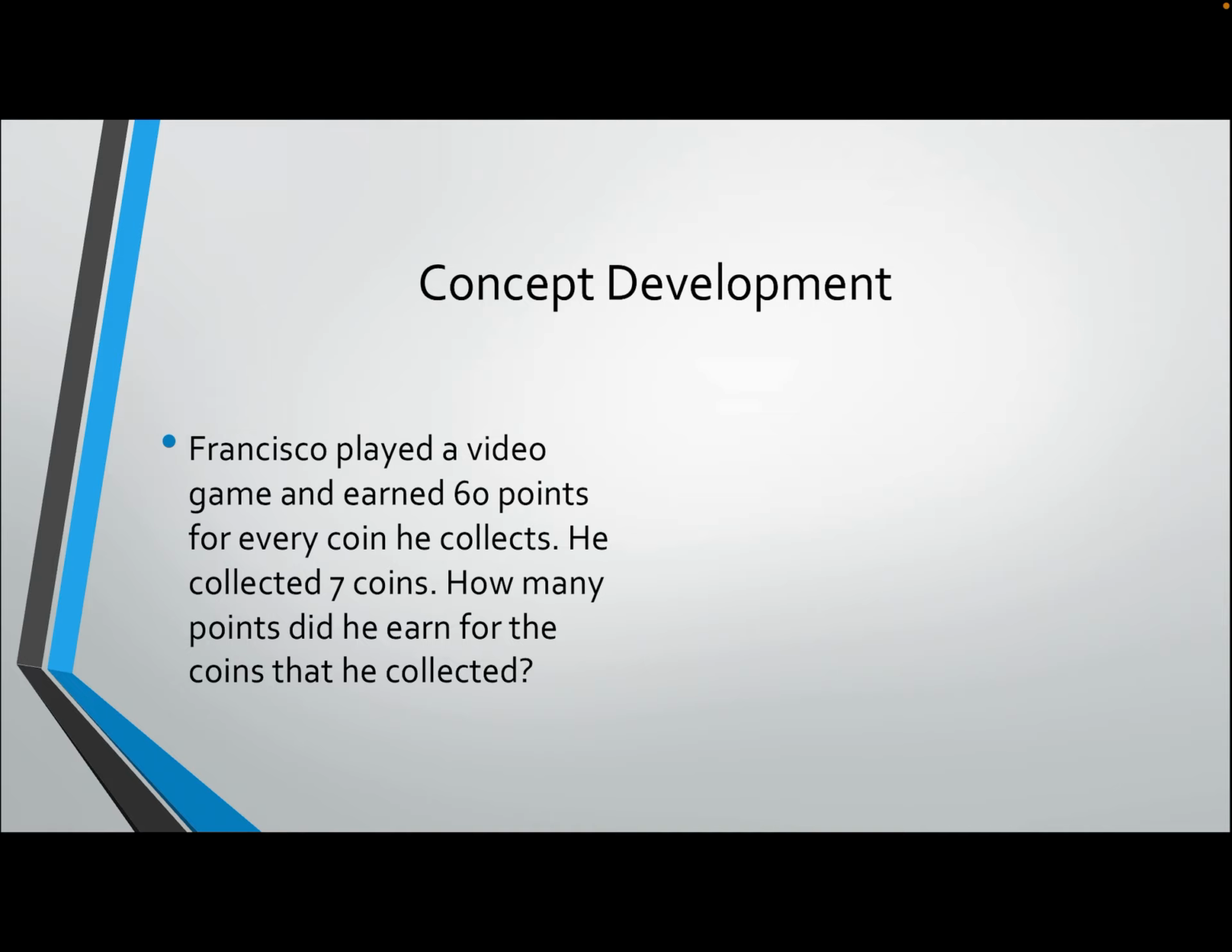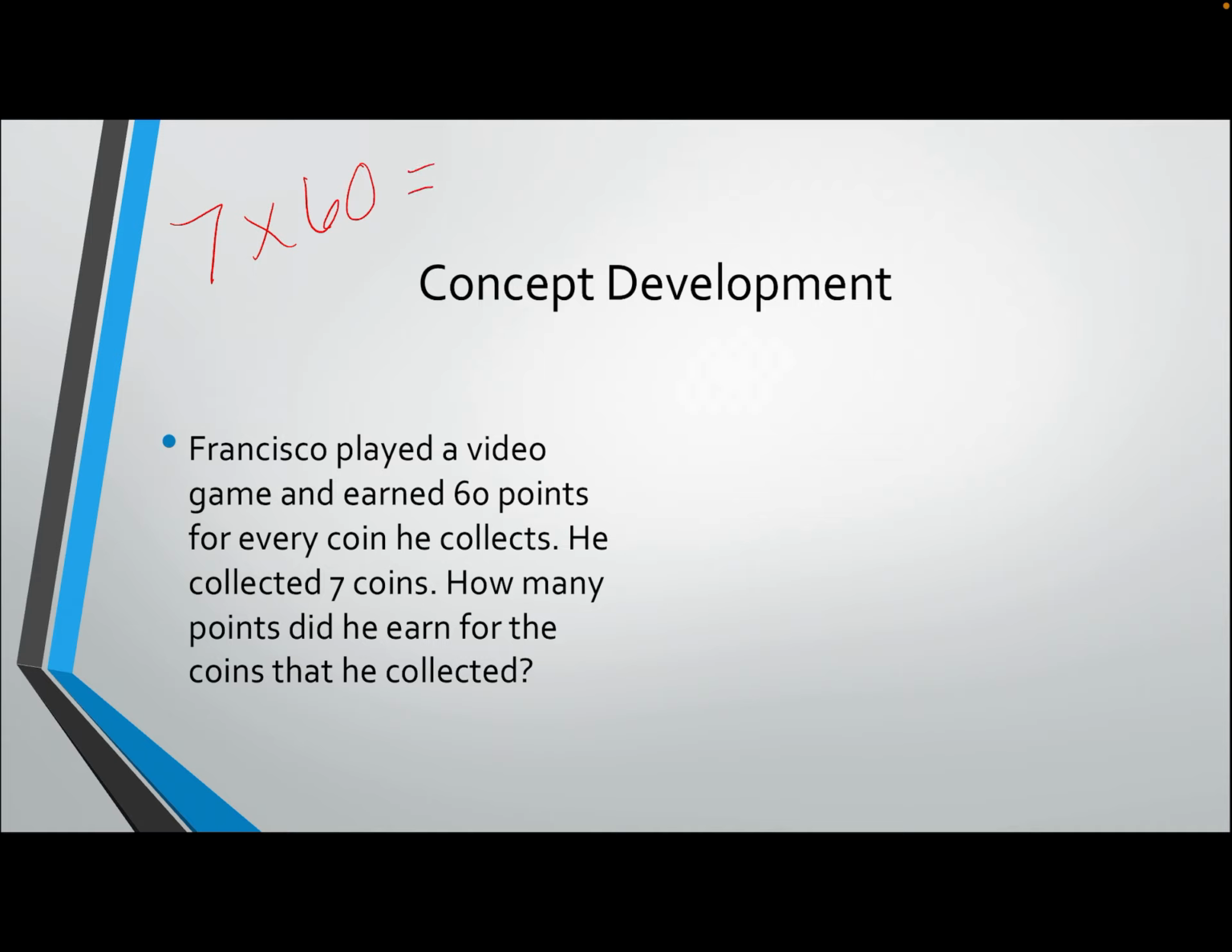Now we're going to look at a word problem. Now this word problem is going to have multiple steps, and we're going to have to multiply and add during this word problem. So it starts by saying that Francisco played a video game and earned 60 points for every coin he collects. He collected 7 coins. How many points did he earn for the coins he collected? So he has 7 coins, and it is 60 points per coin. So we're going to have 7 times 60.